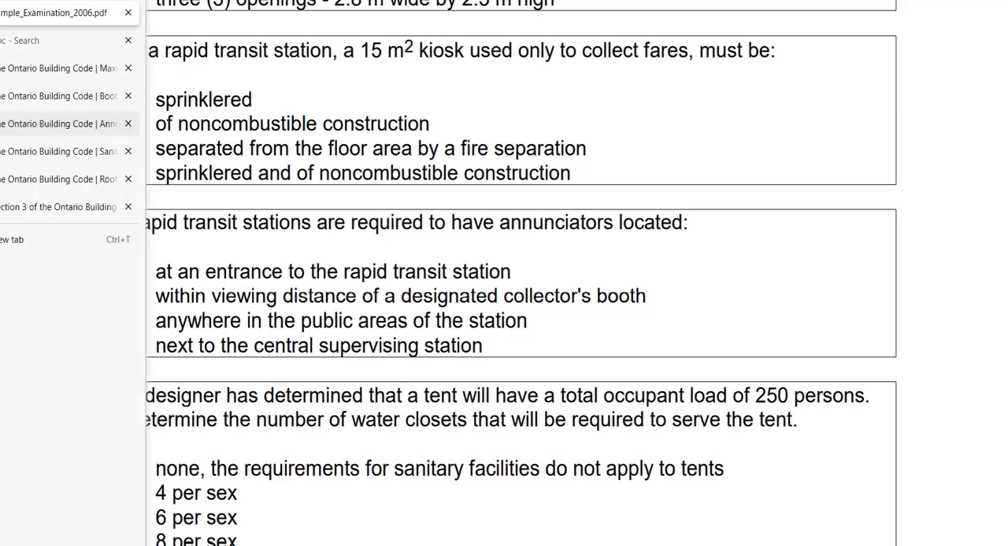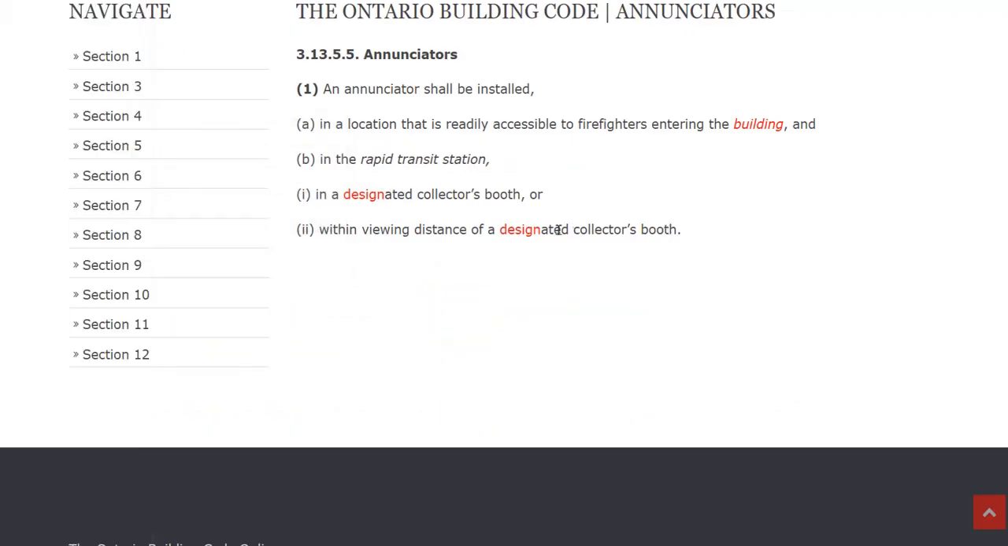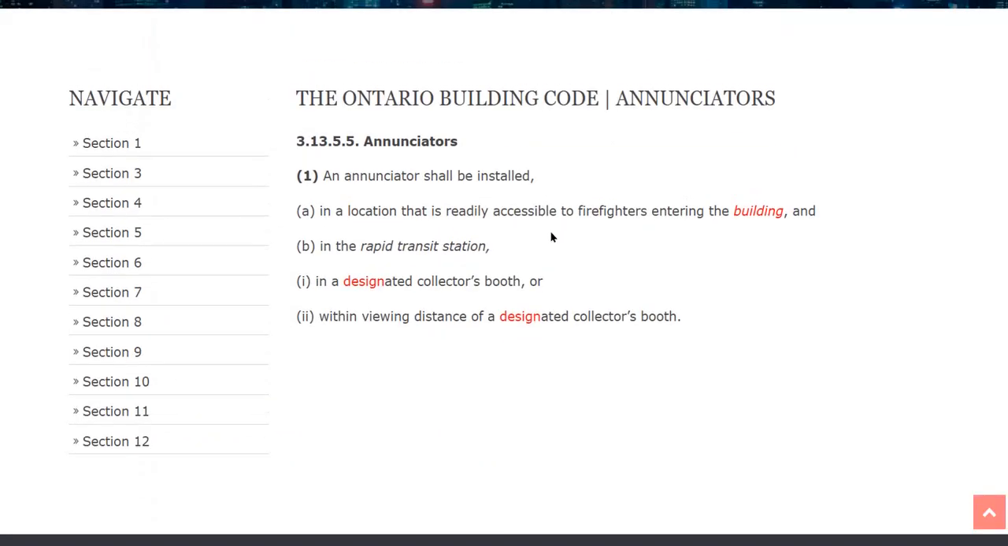Now let's go get that answer. If you look in 3.13.5.3, an ancillary shall be installed where? In a location that is readily accessible to firefighters entering the building.